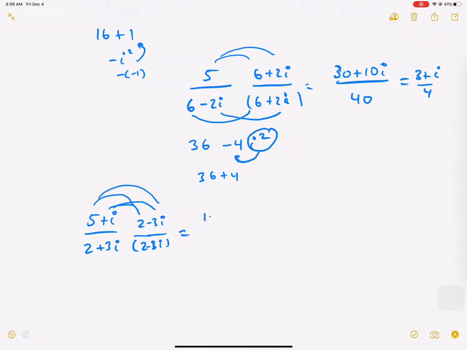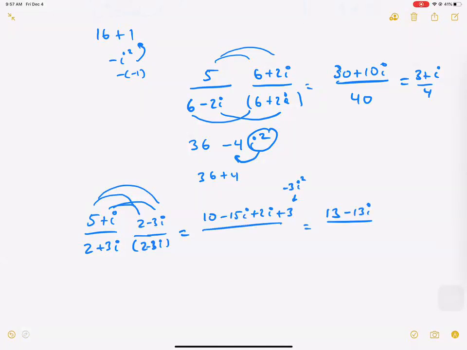5 times 2 is 10. 5 times negative 3i is negative 15i. Great. i times 2 is 2i. And i times negative 3i is negative 3i squared, which becomes a positive 3. We have like terms. So it's going to be 10 plus 3 is 13. And negative 15 plus 2 is negative 13i. That just turned out to be 13 minus 13i.